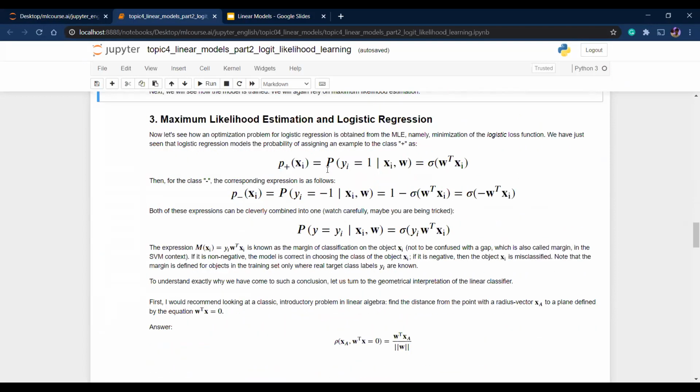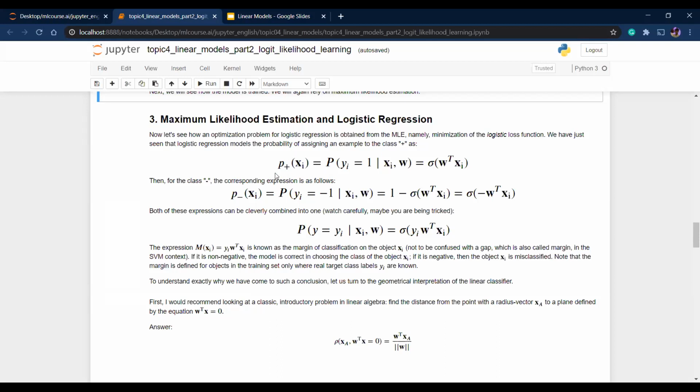And so, maximum likelihood estimation and logistic regression. We use the same idea of MLE that we saw in the last notebook and apply it to the logistic regression model. The only difference here is the loss function, which is like a sigmoid function. It's also called the logistic loss.